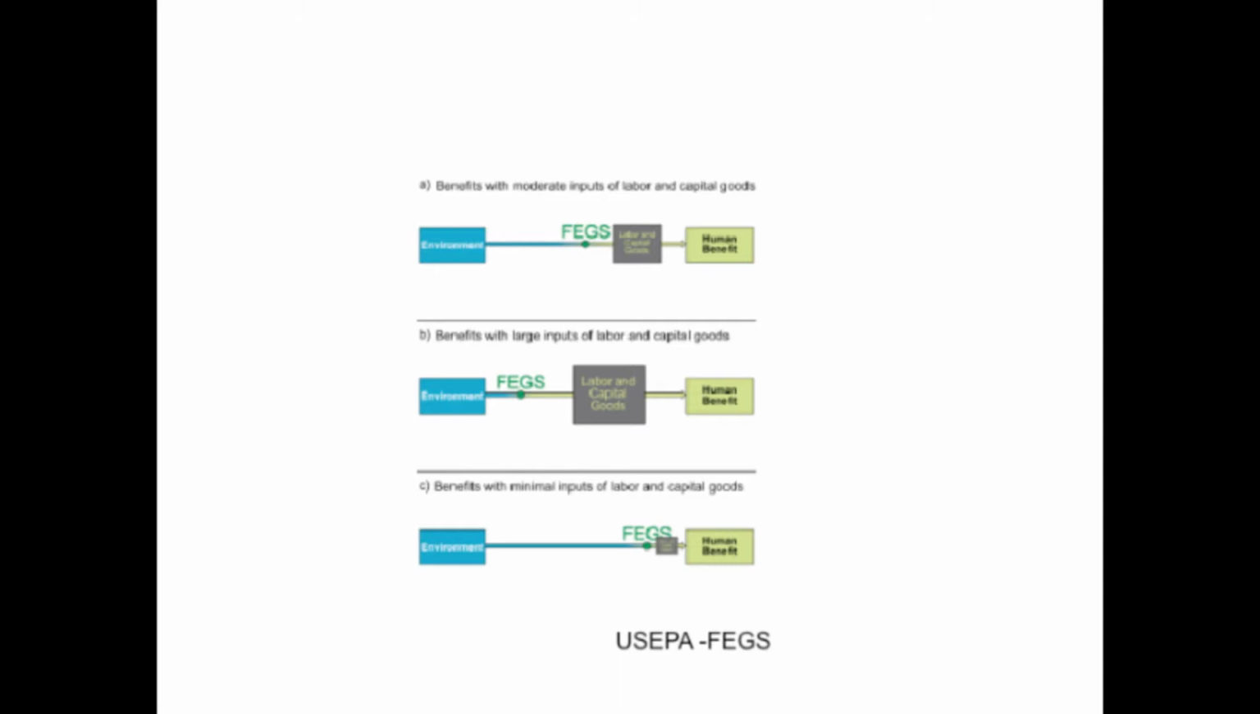Here are some diagrams taken from the FEGS. Very similar diagrams also appear in the UN experimental ecosystem accounts. It just shows that final ecosystem goods and services contribute, in combination with labor and economic capital, ultimately to providing some kind of human benefit. And the contribution of the economic sphere can vary from being almost negligible to quite important to the final benefit in the human sphere.